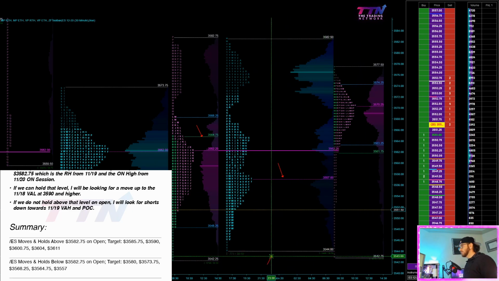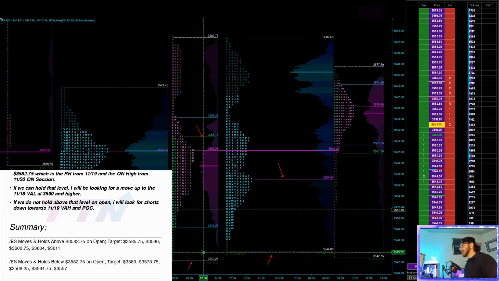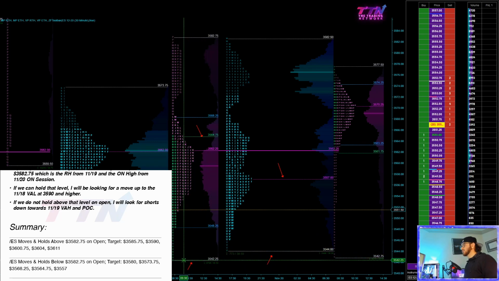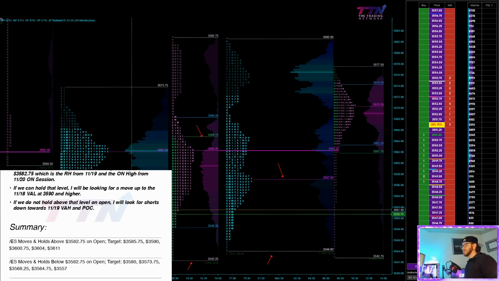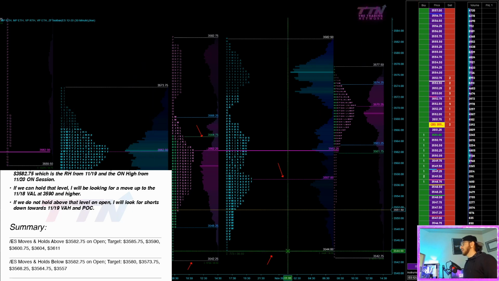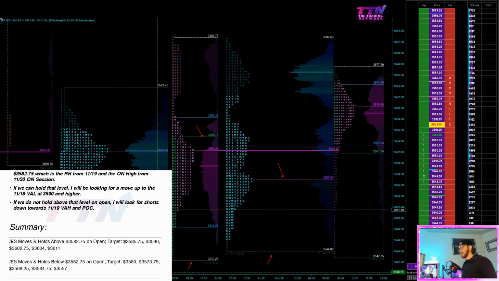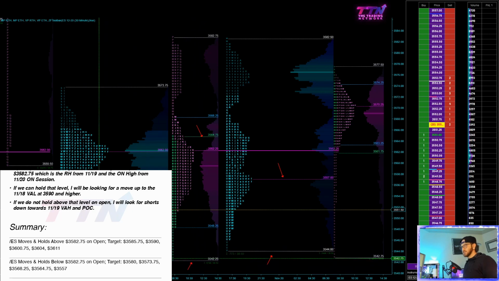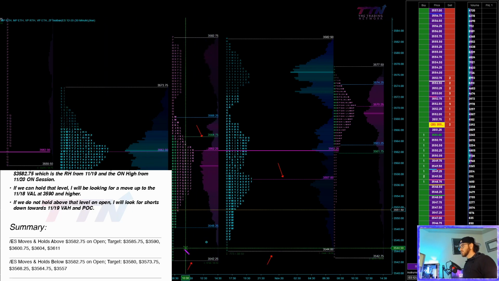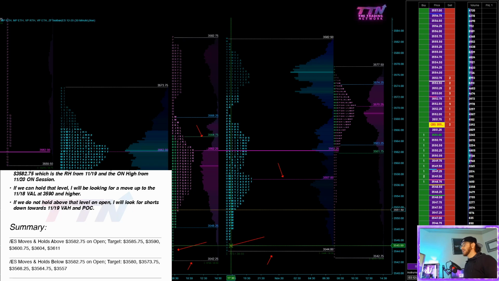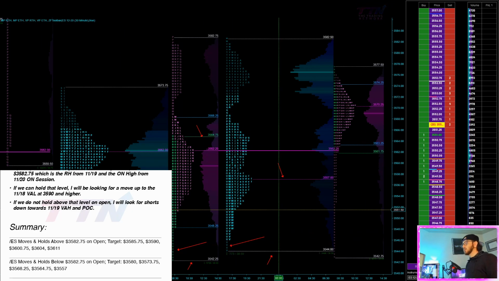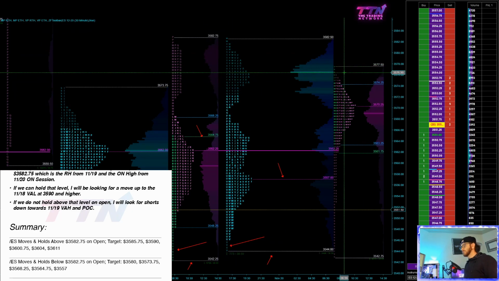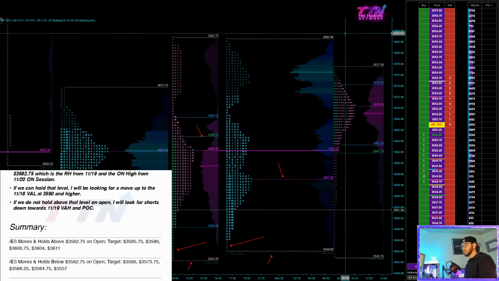tapping the liquidity from the overnight low, tapping the liquidity from the 19th regular trading hours low, and tapping the liquidity from the overnight low from the 18th into the 19th session. A lot of liquidity, a lot of orders are sitting down here if this area hasn't been touched. You can see that we also have single prints, which means there's poor structure, which means that it's very likely that price is going to come back down into that level and repair it or fill it out or do more business there.